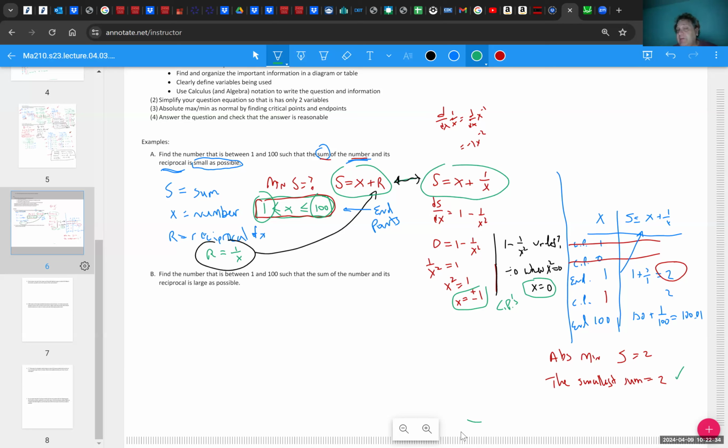Then you find the critical points by finding where the derivative is equal to 0, and when the derivative is undefined. Then you list all the critical points and all the endpoints, and you write down the y value for each critical point and the y value for each endpoint. The smallest possible y value is called the absolute min, and the largest possible y value is called the absolute max. That actually gives the answer to part B. If you look at part B, it says find the numbers between 1 and 100 such that the sum of the number and its reciprocal is as large as possible. So all the work is done in part A.